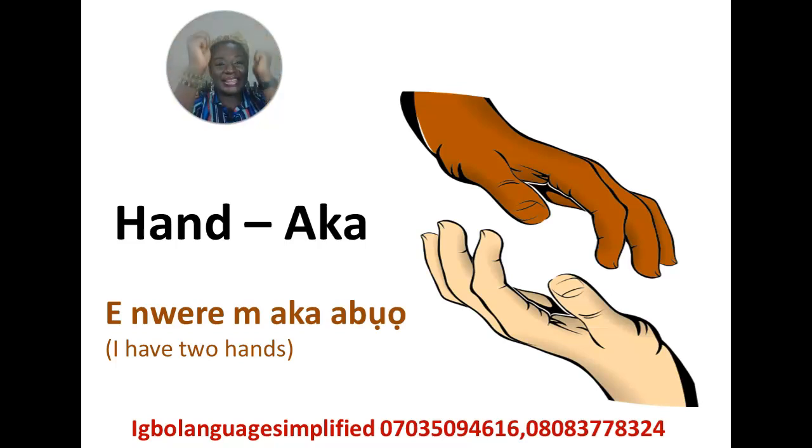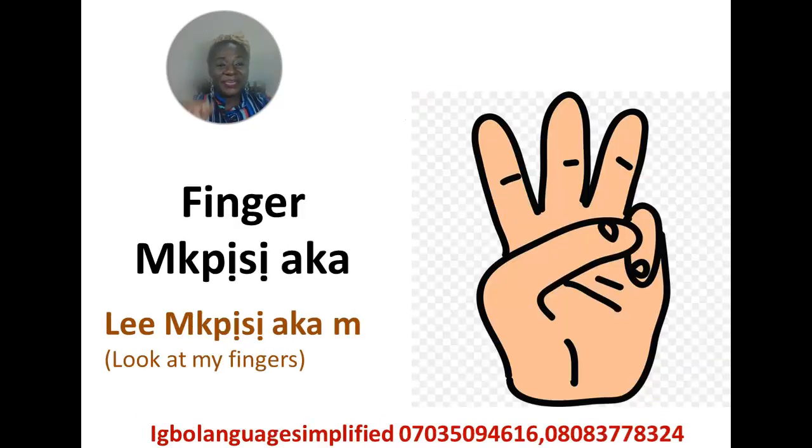The next one is aka. Show me your hands. Aka is hand. Enwerem aka abuo. I have two hands. Can you see this man's hands? Good job. Enwerem aka abuo. Let's go.